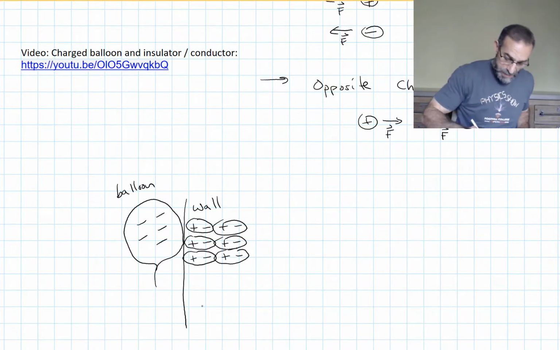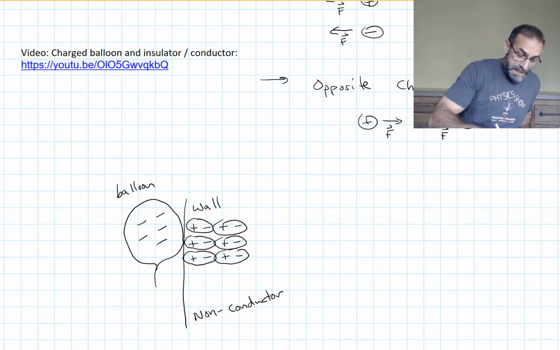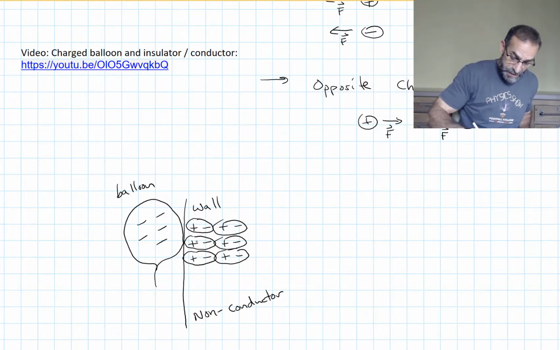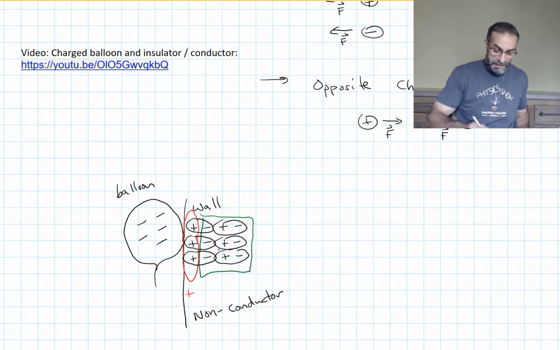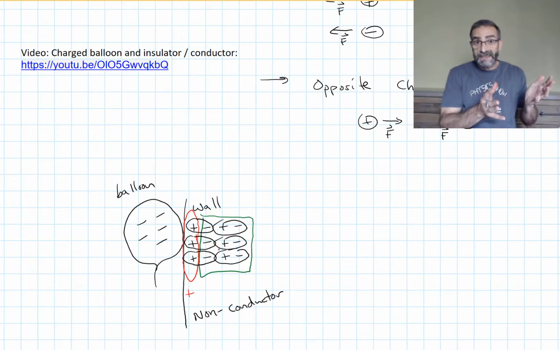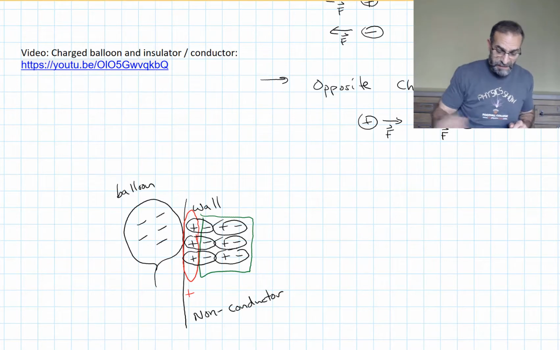Now, what we see here, this wall is a non-conductor. What we see is that the very surface becomes positively charged, and all of this stuff back here sort of ends up canceling out. It's basically neutral back in there. But that slight positive charge at the surface interacts with the negatively charged balloon, opposites attract, and we get an attractive force.